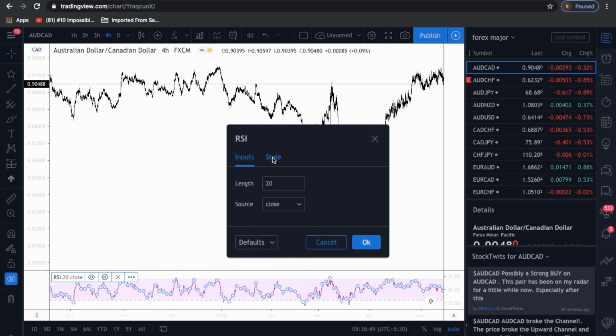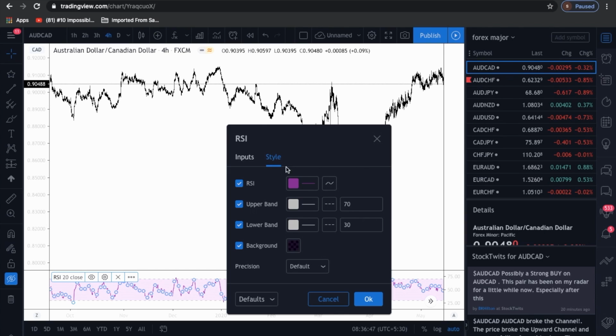And in the style section, you can change the color according to your need and also the levels of the overbought and oversold level. The upper band is nothing but the overbought level and the lower band is nothing but the oversold level. You can keep the value of these two levels anywhere between 0 to 100. And the more extreme the values are, the better signal you will get. Normally the custom levels of 70 and 30 are quite accurate, so you can use them too.